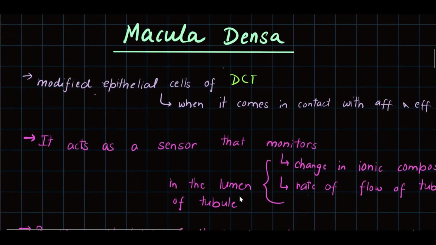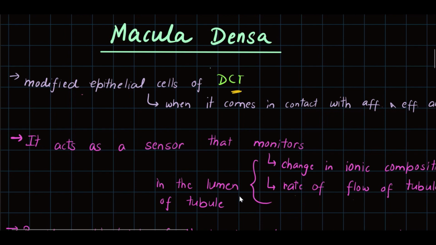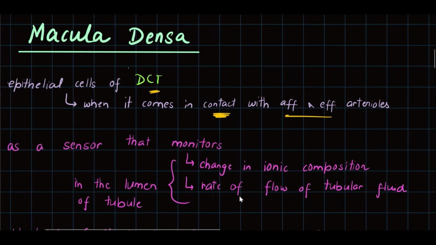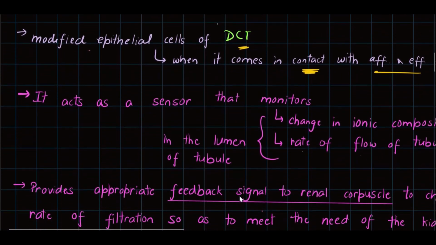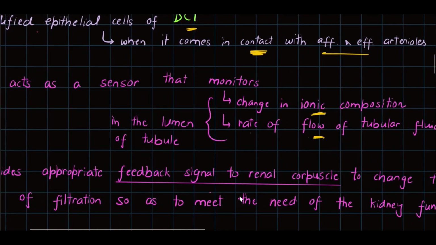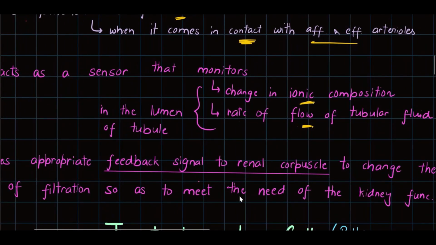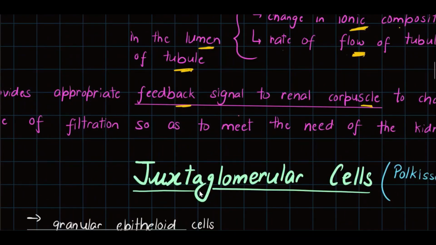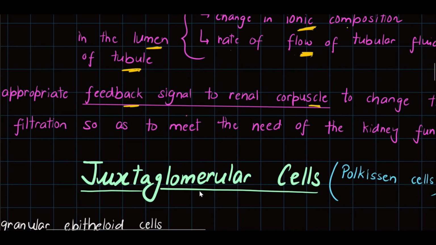Now what is macula densa? So these are modified epithelial cells of DCT. These cells get modified when the DCT comes in contact with the afferent and efferent arterioles. What is the function of macula densa? So these act as a sensor that monitor change in ionic composition, change in flow of tubular fluid. So the macula densa monitors these things in the lumen of the tubule. So in case lumen में जो fluid है उसका ionic composition ज़्यादा हुआ या flow कम या ज़्यादा हुआ, then it sends a feedback signal to the renal corpuscle to change the rate of filtration so as to meet the need of the kidney function.